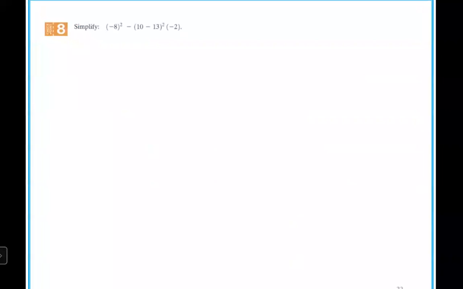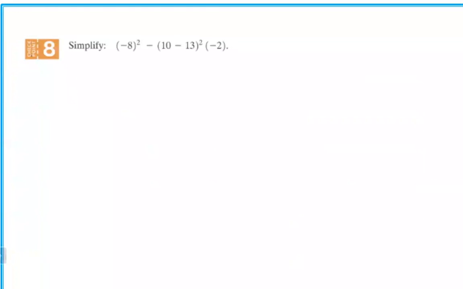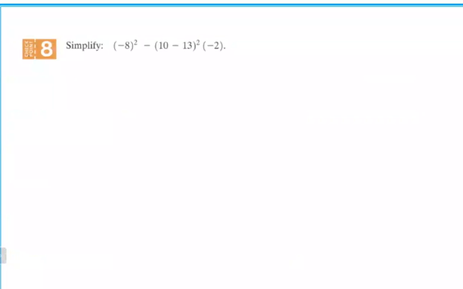All right, so let's try this one. This one has the grouping symbol along with exponents and multiplication and subtraction. So go ahead and work on that. I'll give you a couple minutes to do that.